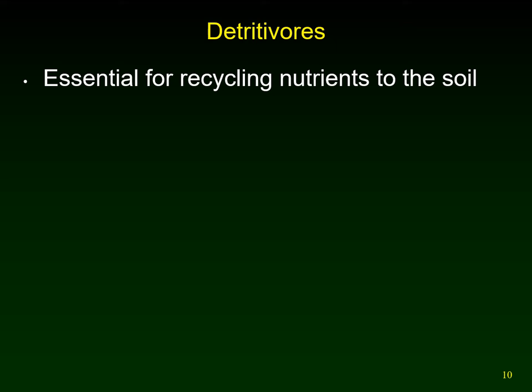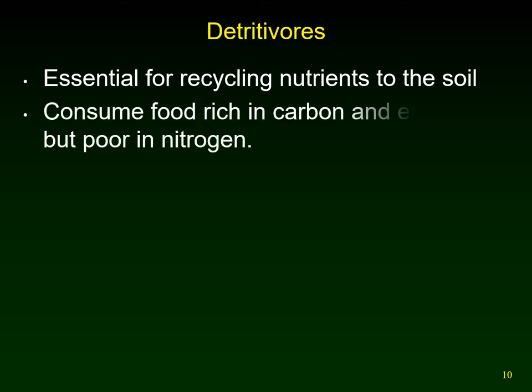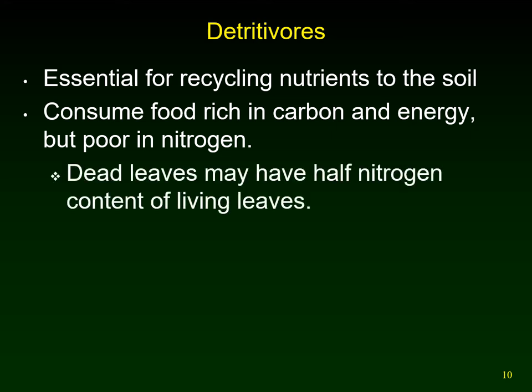The detritivores obviously are feeding on the dead plant material, so they are also facing some of the stoichiometry problems that the herbivores are having. They're extremely important because they're going to be returning the soil nutrients from the dead organic material. So we have them to thank for the fact that we're not up to our eyeballs in dead things around us. The food that they eat has a lot of carbon in it, has a lot of energy in it, but tends to be poor in nitrogen.